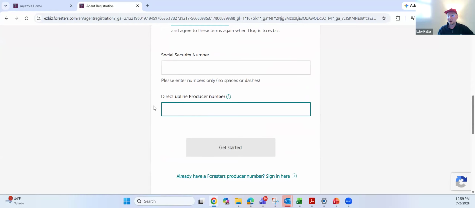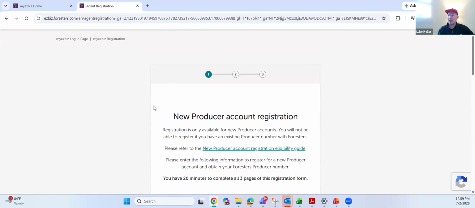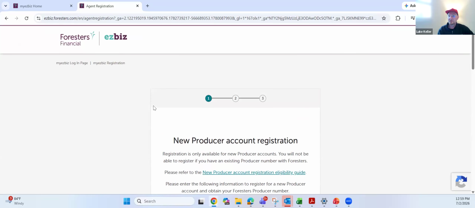So if you have new agents come in and you want to get them writing as quickly as possible, like I said, as long as they don't have a Foresters contract already, they can hop into this link, plug in their social and your producer number, a couple other pieces of information, and then within 20 minutes, 30 minutes or less, they're going to get an email with a writing number. So they'll be up and running right away.